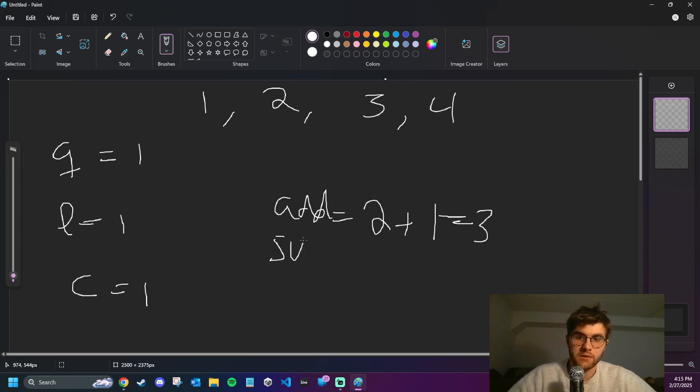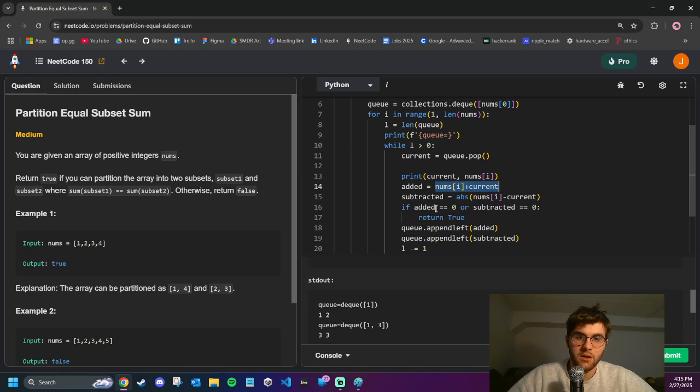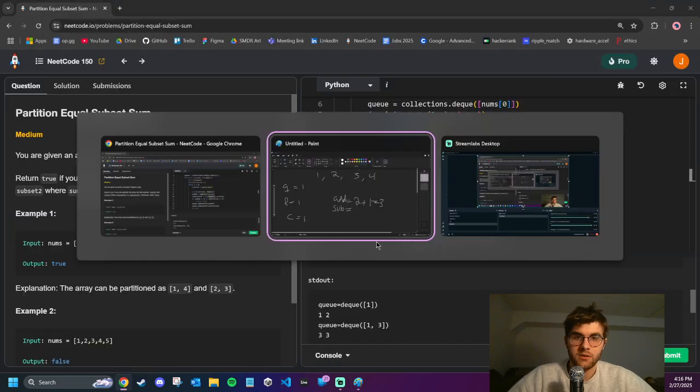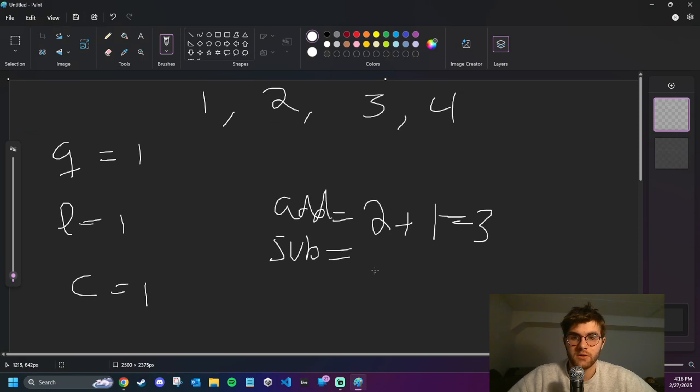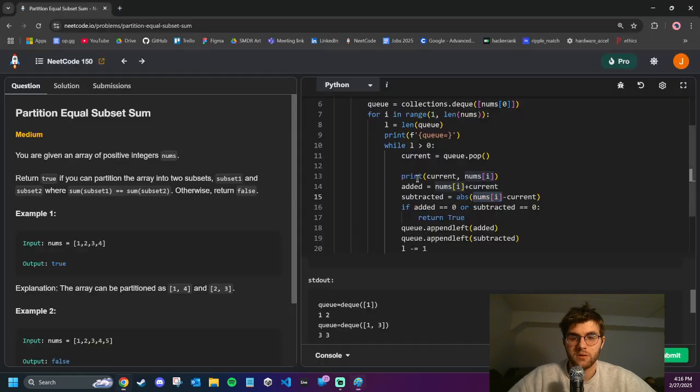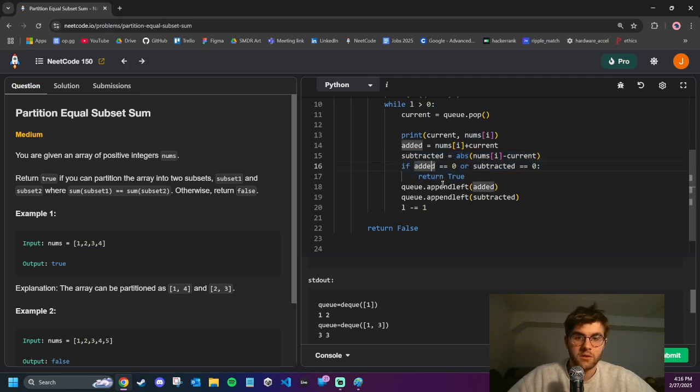If we subtract, then we get nums of I, 2 minus 1, which is 1. So maybe it should be 1 minus 2. Is that the problem? I honestly forget how I did it. Okay, so that looks good.